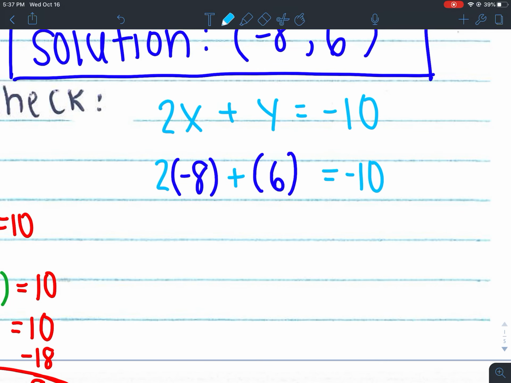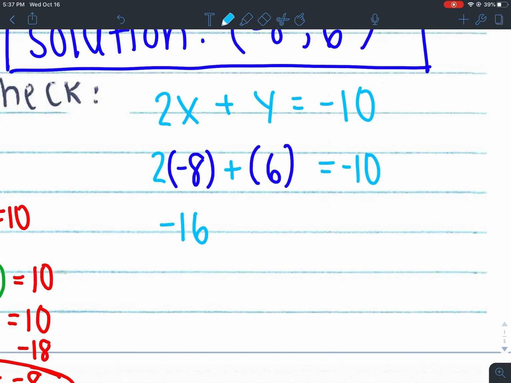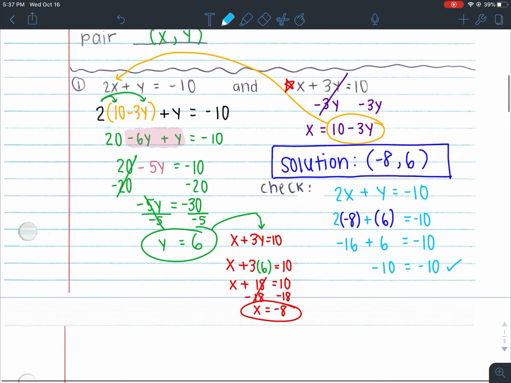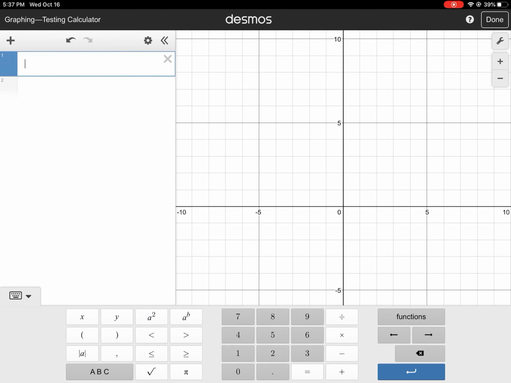I'm checking to see if this works. Then I get 2 times negative 8, which gives me negative 16, plus 6 equals negative 10. Negative 16 plus 6 is negative 10. Does negative 10 equal negative 10? Yep. So you can actually check to see if your solution is correct. So you should get the thing that equals. So substitution, again, you're just substituting a bunch of different things, lots of arrows going on, lots of circles going on. I do that to help you visually, but you don't have to do that.